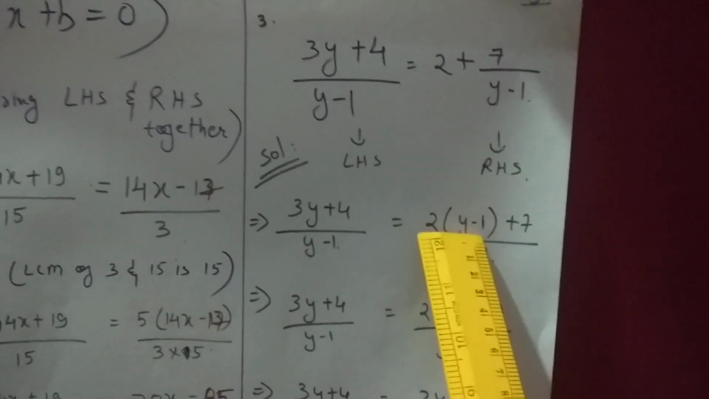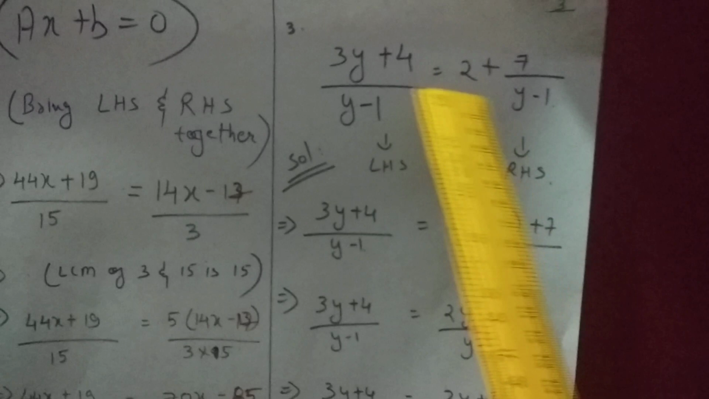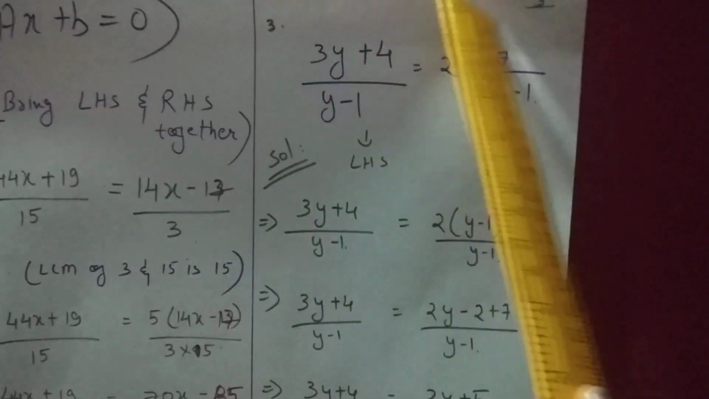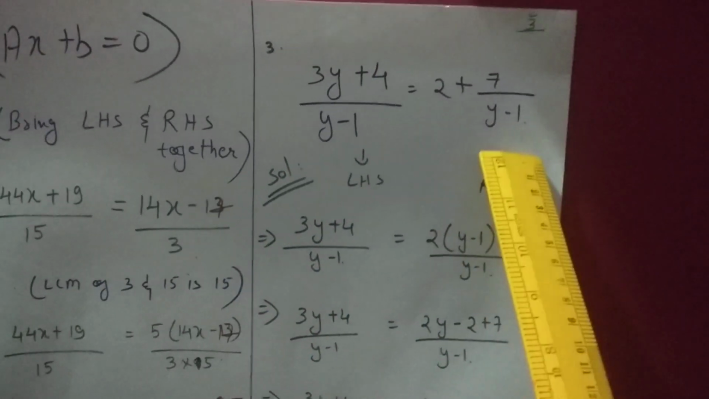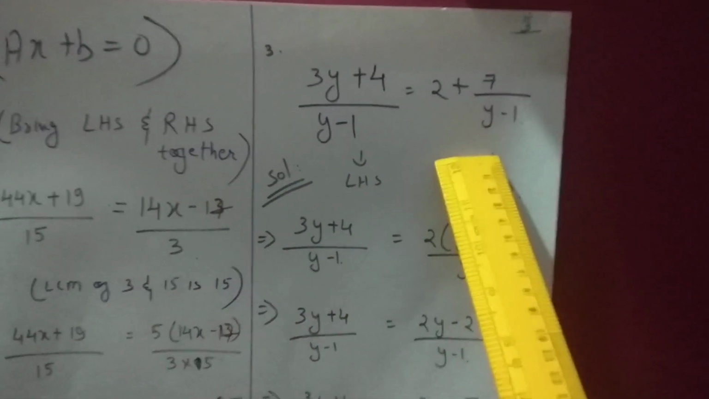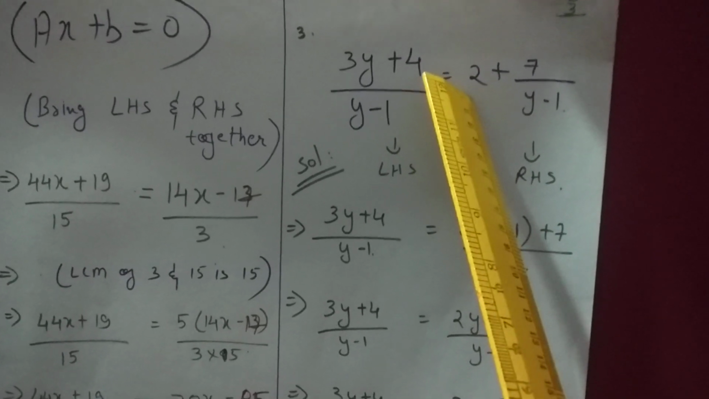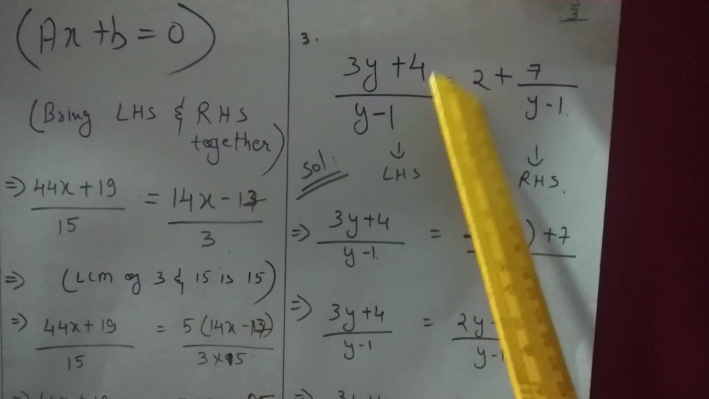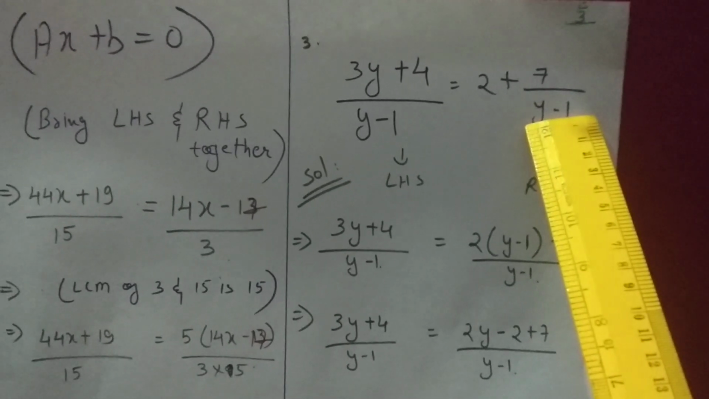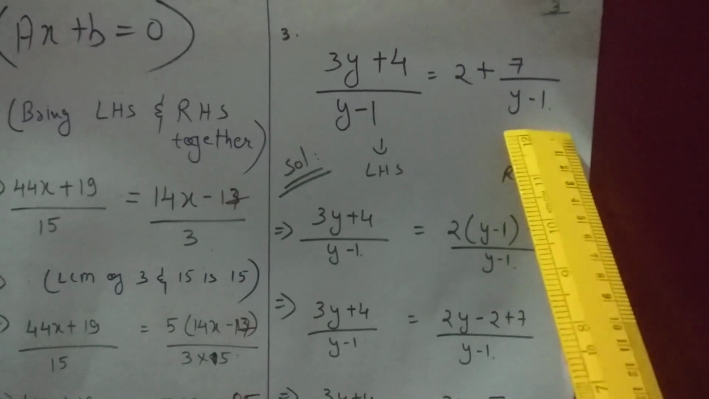And RHS will go like 2. One thing I want to keep you notified of in this linear equation: LHS is quite simple, but if you see here RHS, we have two terms. Term 1 which has only 2 as a constant, and term 2 which has 7 upon y minus 1.